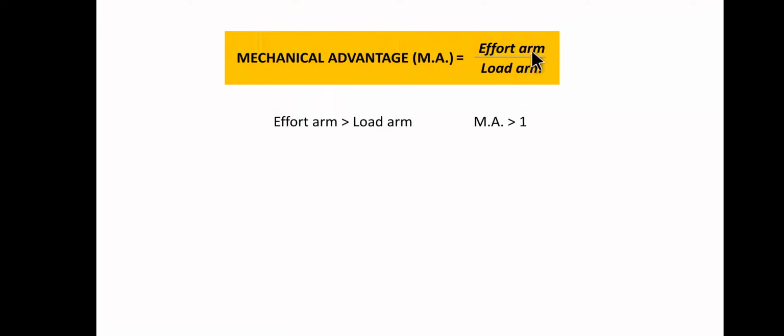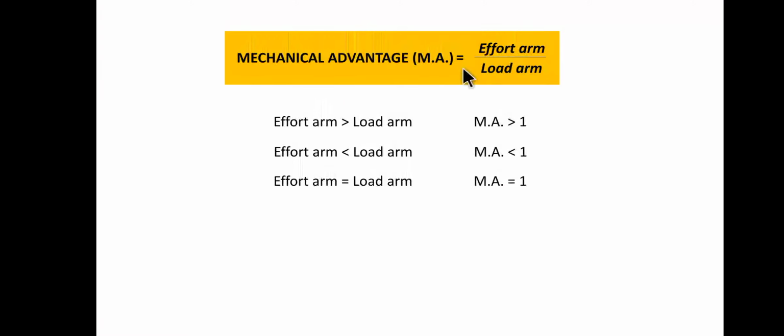Similarly, if the effort arm is less than load arm, the fraction will be less than 1. So the mechanical advantage will become less than 1 if the effort arm is less than load arm. And similarly, if the numerator and denominator are equal, if effort arm becomes equal to load arm, then the fraction becomes equal to 1. So when effort arm equals load arm, the mechanical advantage is equal to 1.